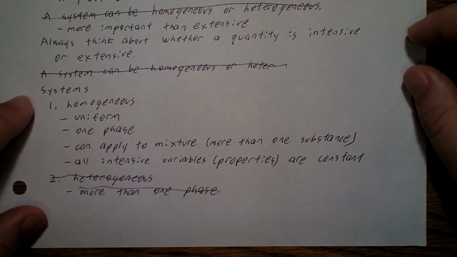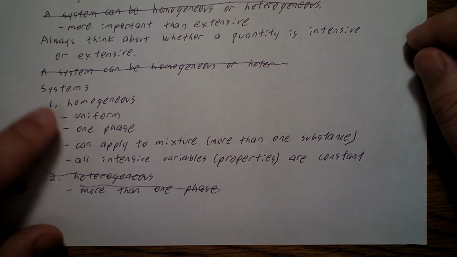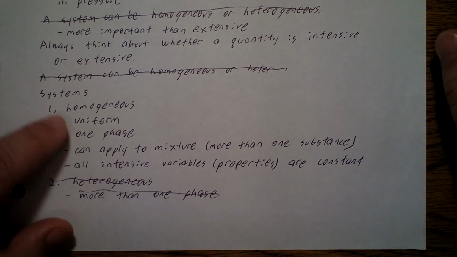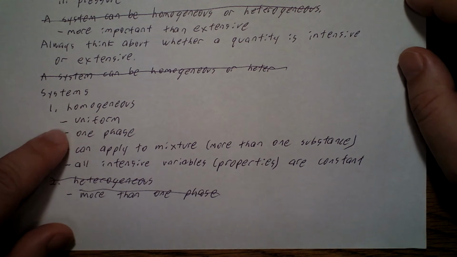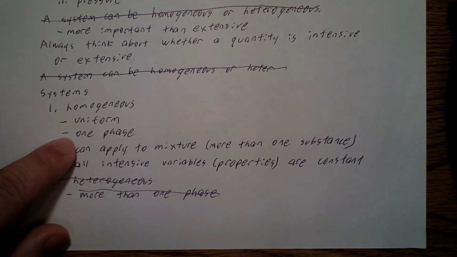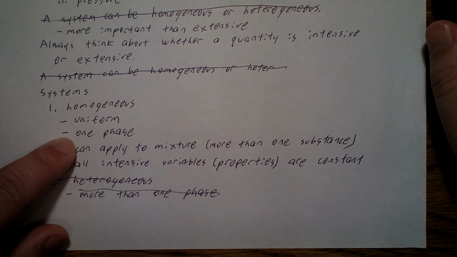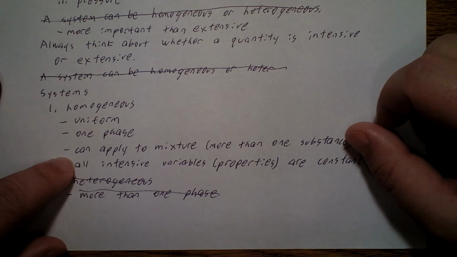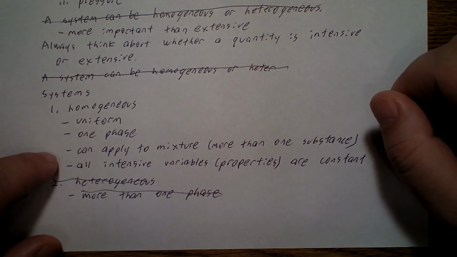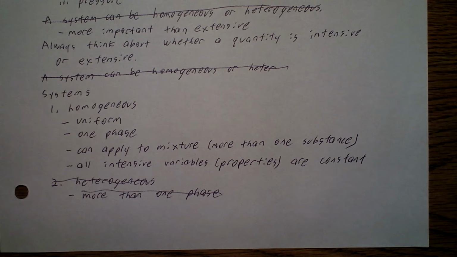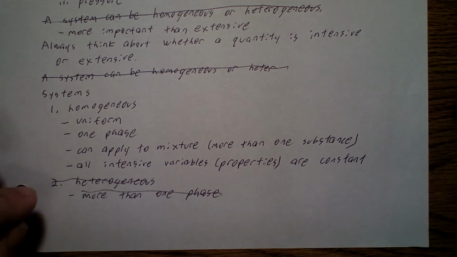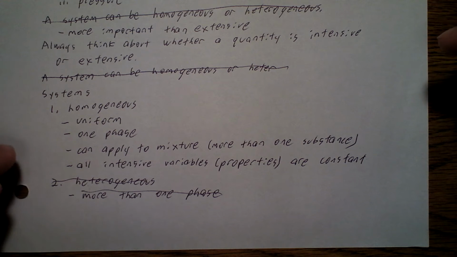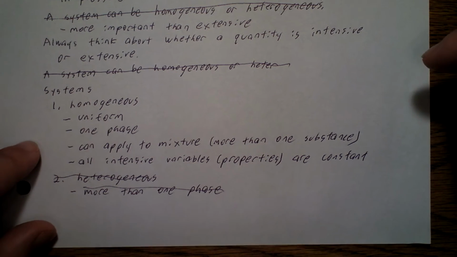Now systems can be either homogeneous or heterogeneous. Homogeneous means uniform. Now we haven't defined phase yet, but we will. But the system has one phase, and it can apply to a mixture, such as one substance, a solution, such as Kool-Aid. You have sugar and water and so on. If it's all mixed well, it's all dissolved, you've got a homogeneous system.